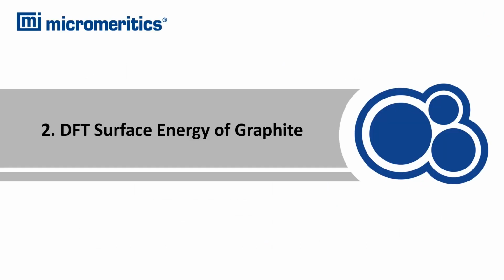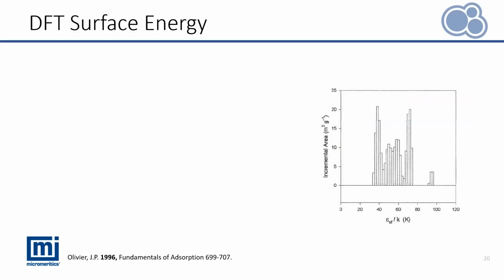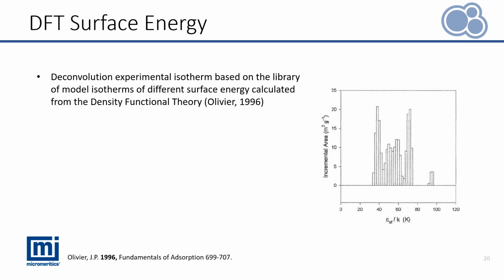Another piece of information we can acquire from a nitrogen isotherm that can be very interesting, especially if you're trying to characterize a graphitized carbon, is from the DFT surface energy method. The DFT surface energy method deconvolutes an experimental isotherm into a surface energy distribution based on a library of model isotherms of different surface energies calculated from density functional theory.